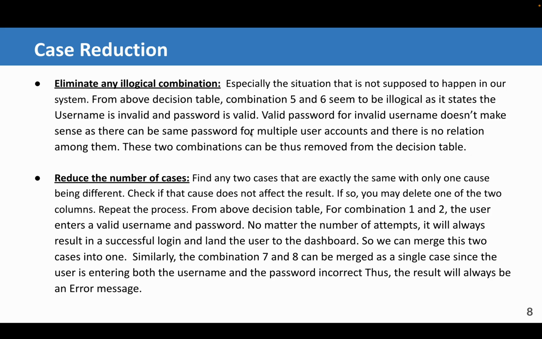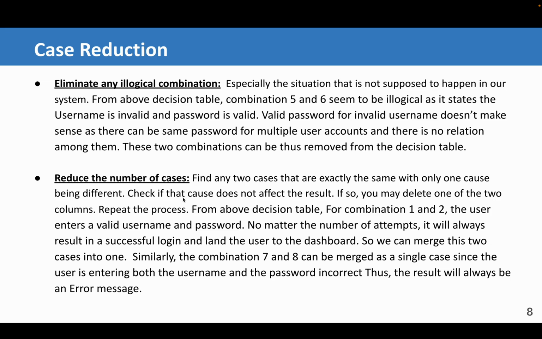And the next step is to reduce the number of cases. Here we are going to find any two cases that are exactly the same with only one cause being different. Check whether that cause does not affect the result. If so, we may delete one of the two columns. We are going to repeat the same process for all these combinations. We have 8 combinations, and we'll check all of them.